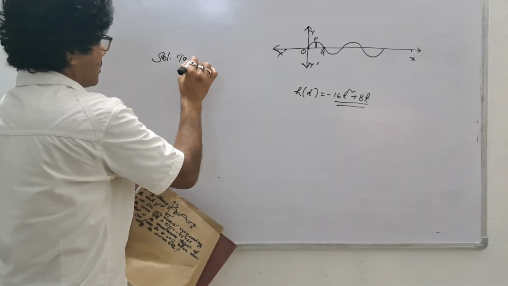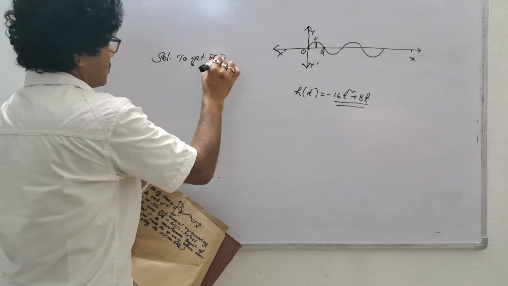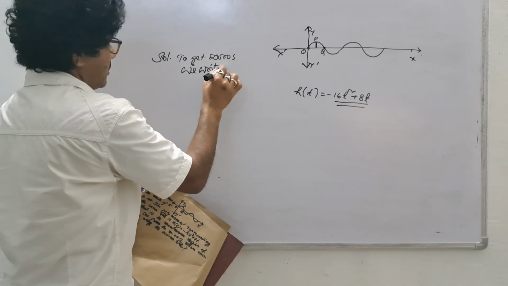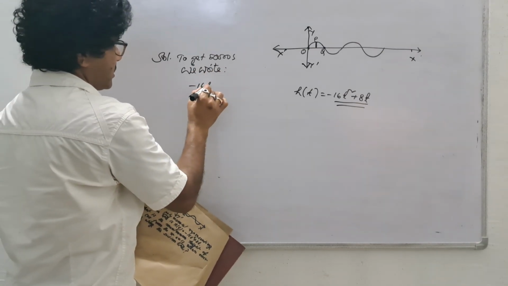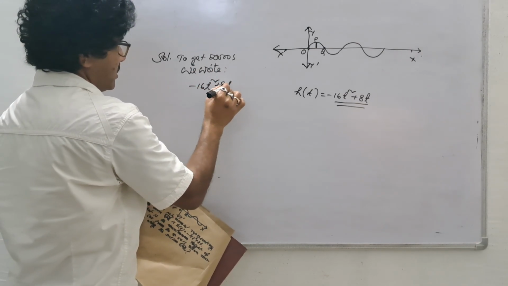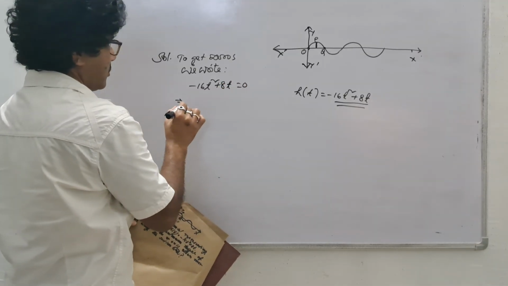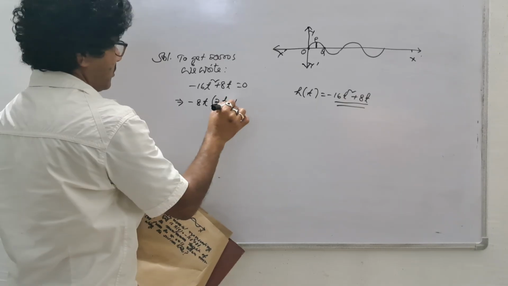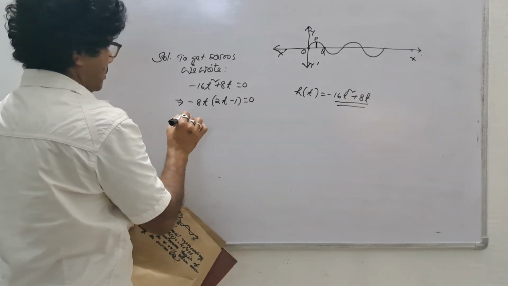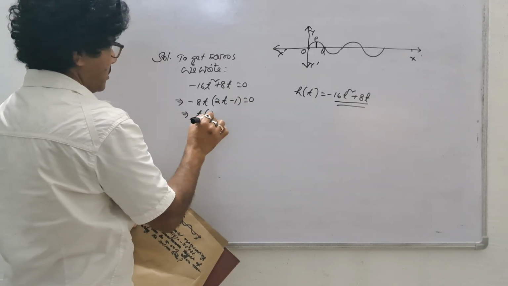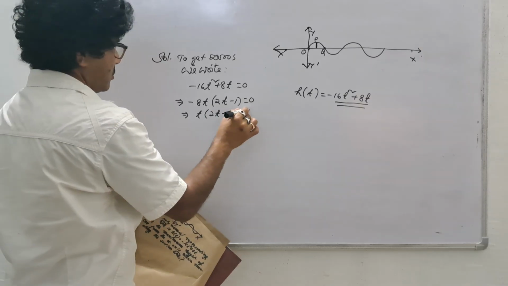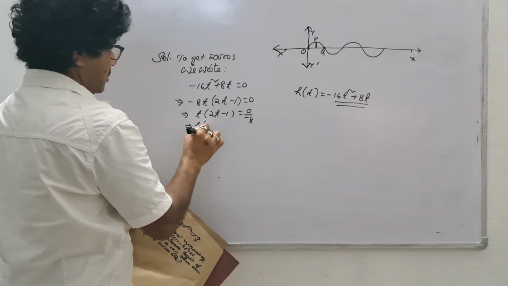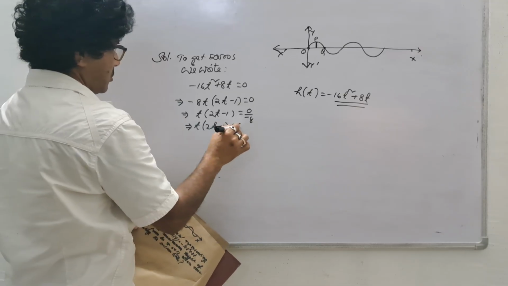To get zeros, we write 16t square plus 80 is equal to 0, and now you take common minus 8. So t, 2t minus 1 is equal to 0.